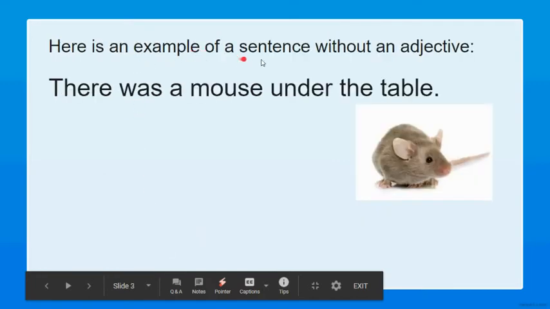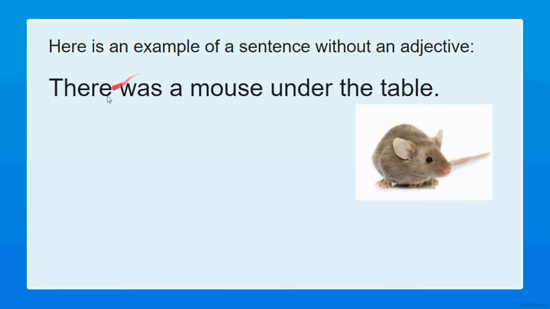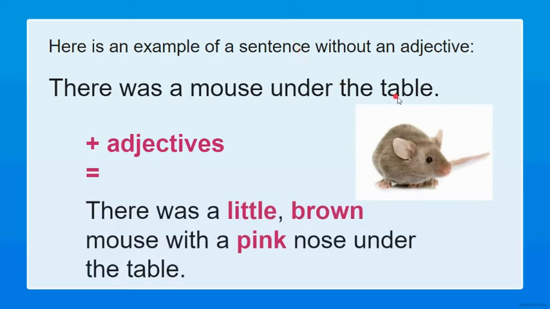Here is an example of a sentence without an adjective. There was a mouse under the table. Now, I know nothing about the mouse. I don't know what type or size he is, what colour he is. So let's add in some adjectives. Now, mouse is the noun, and table is also the noun.